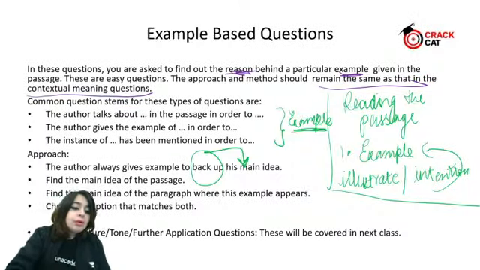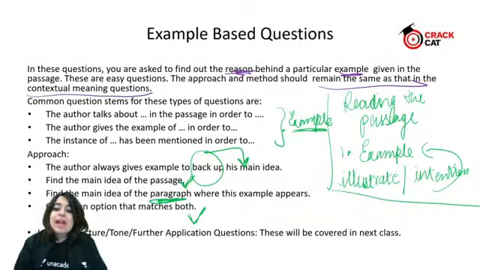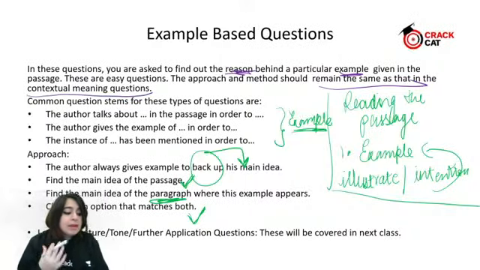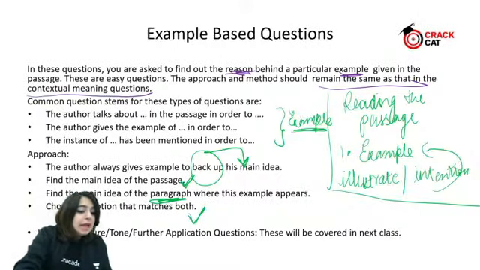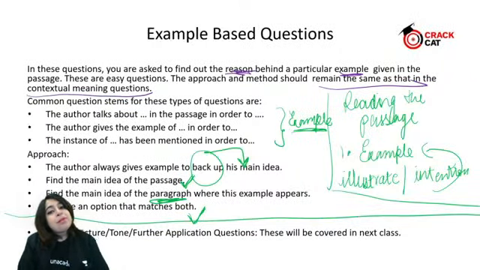So, if you are able to find the main idea of the passage and the main idea of the paragraph where this example appears, you have to just choose the option which matches both. It should go in line with the main idea and the main idea of that particular paragraph where this example has appeared, right? So that's all that I have to share when it comes to example based questions.